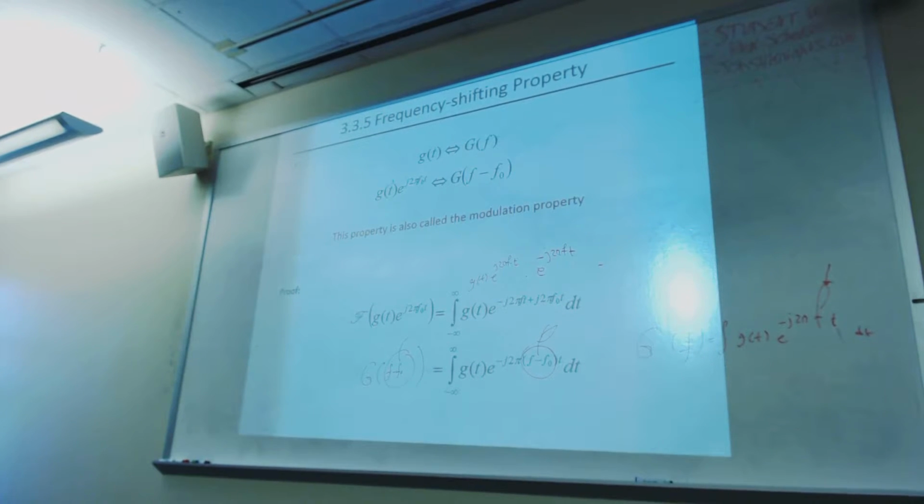Any questions? Yes. This would be visible in the frequency shift, then, right? And then in the time, the phase shift.